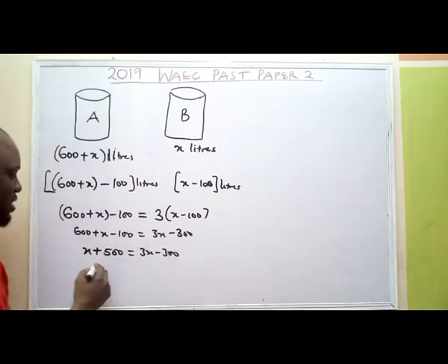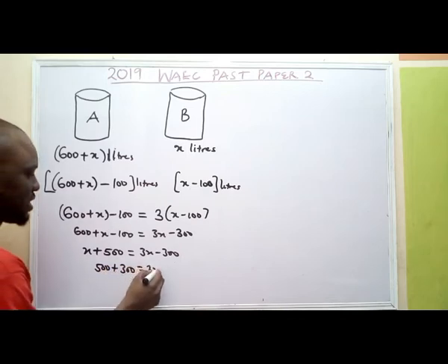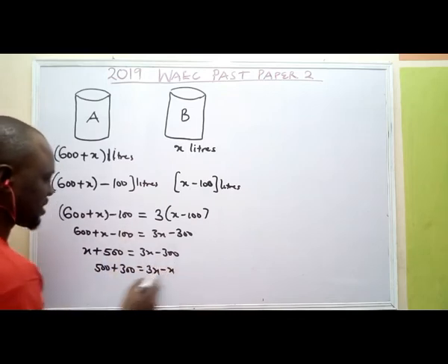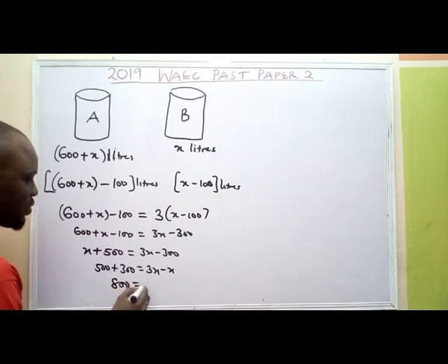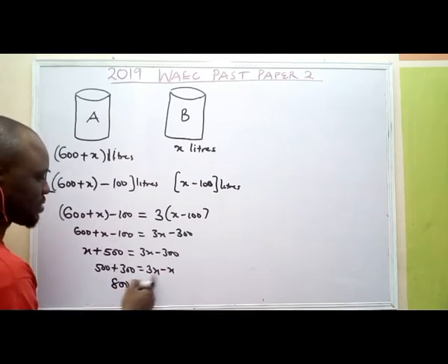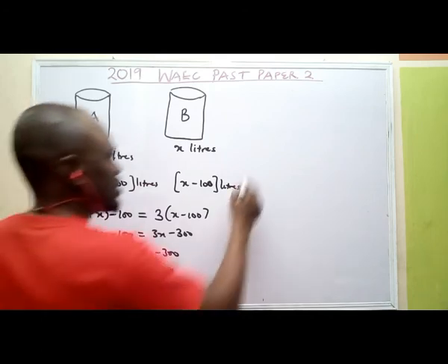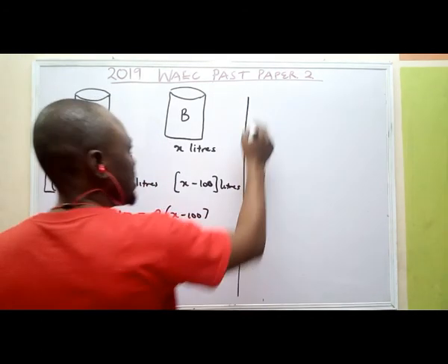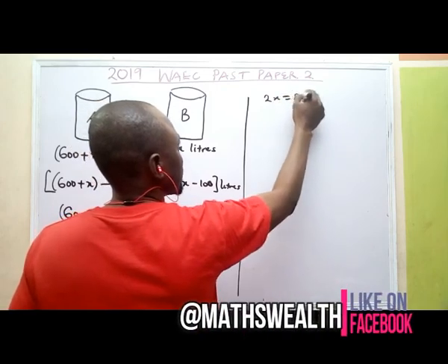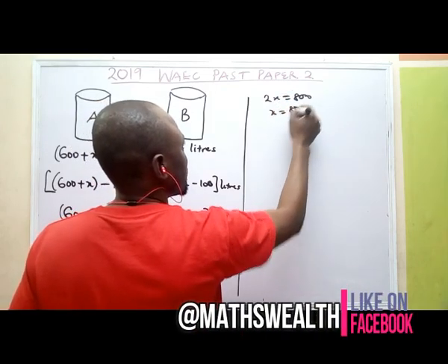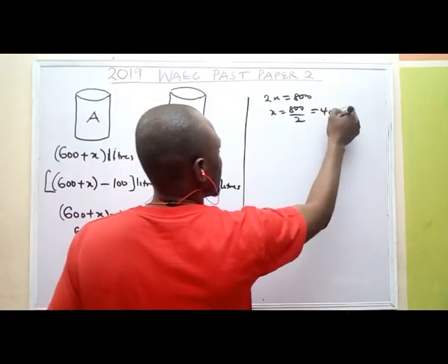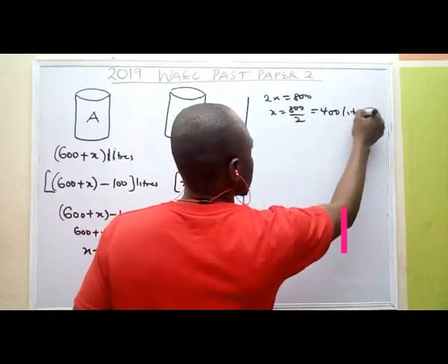So I'll take this to this side. I'll have 500 plus 300, so this is 3X. I'll take this to that side, minus X. So 800 equals 3X minus X, which will give me 2X. I can come this way and say 2X equals 800, X equals 800 over 2, which is 400 liters.